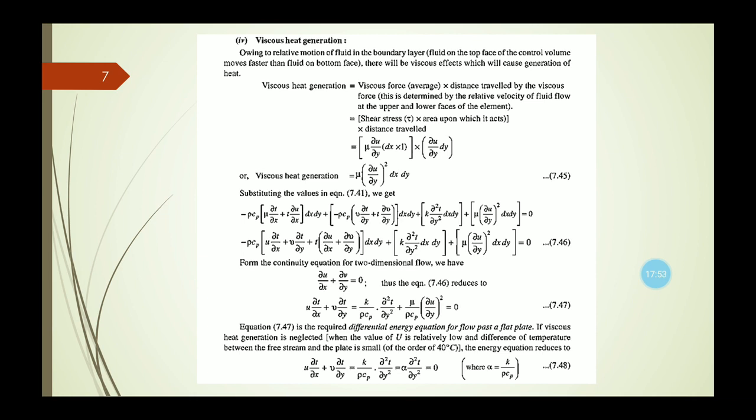Now this k by rho cp, that is the ratio of the thermal conductivity divided by heat capacity, is actually known as thermal diffusivity, which is alpha. So the right hand side can again be represented as alpha multiplied by del 2T del y2. So in the left hand side there will be a plus sign, not an equal sign.